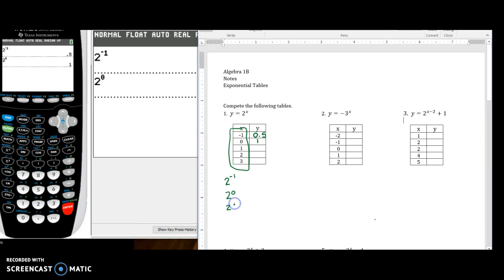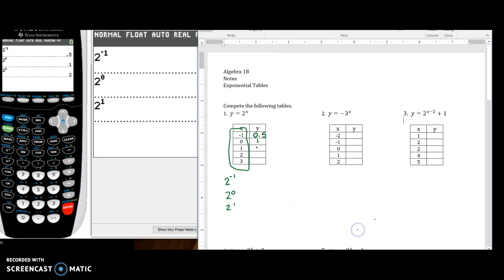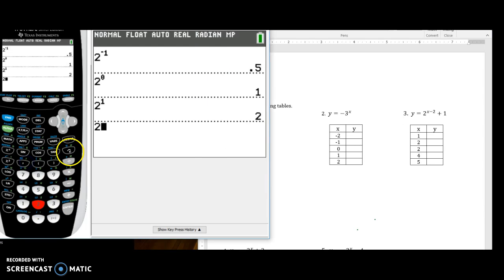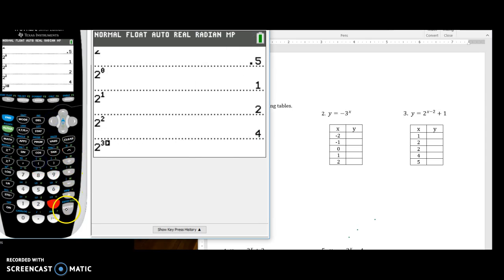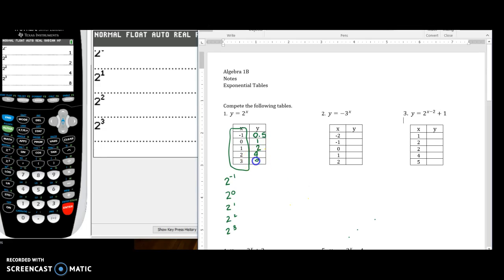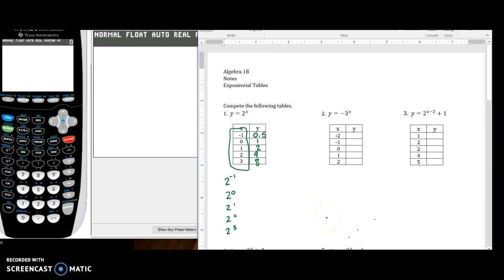Now we have 2 to the 1 power, which is 2. You might have also known that as well. Now we have 2 to the 2 power, or 2 squared, which is 4. And then 2 to the 3 power, which is 8. It's very important that you know how to put this into your personal calculator. Yours might be a little bit different than mine, so make sure that you're following along with me as we go. Let's do the next one.